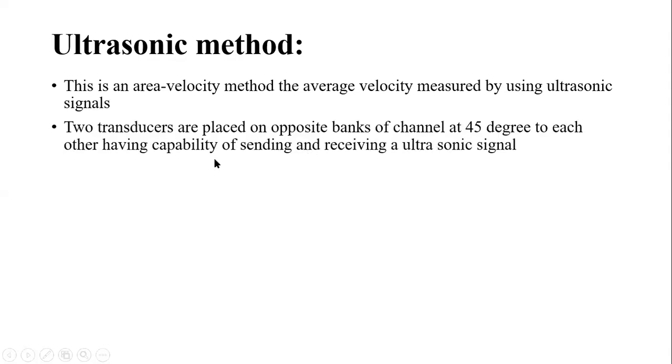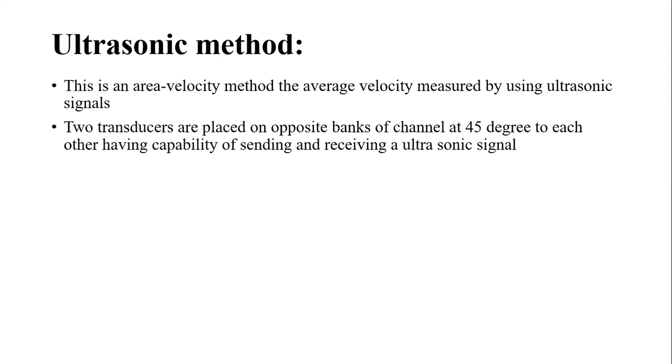Generally, two transducers are placed on opposite banks of a river or a channel. यानी क्या किया जाता है इसमें, मिनिमम 2 ट्रांसड्यूसर्स यूज किए जाते हैं और 2 ट्रांसड्यूसर जो रहते हैं वो रिवर के अपोजिट बैंक पे प्लेस किए जाते हैं. I am going to show the sketch also. And their alignment is made in such a way that they align themselves at 45 degrees to each other. It means the two transducers are placed on opposite banks of a channel at 45 degrees to each other, having the capability of sending and receiving an ultrasonic signal.